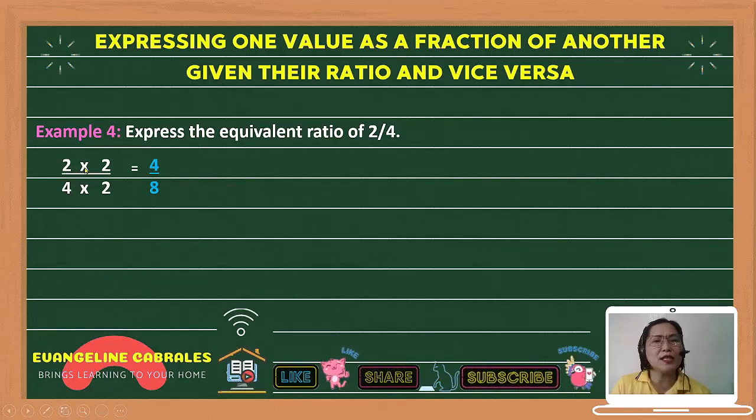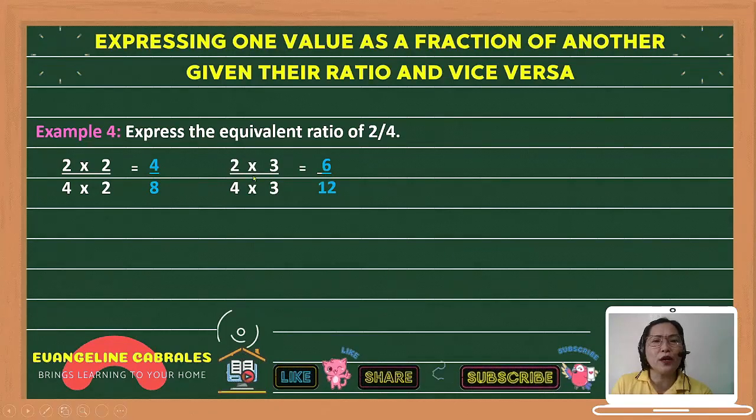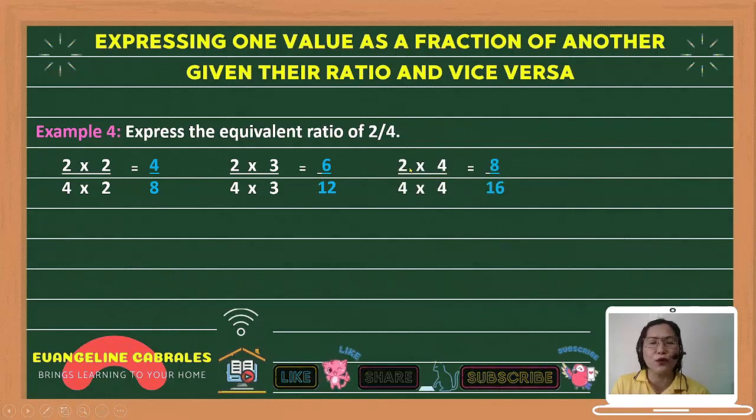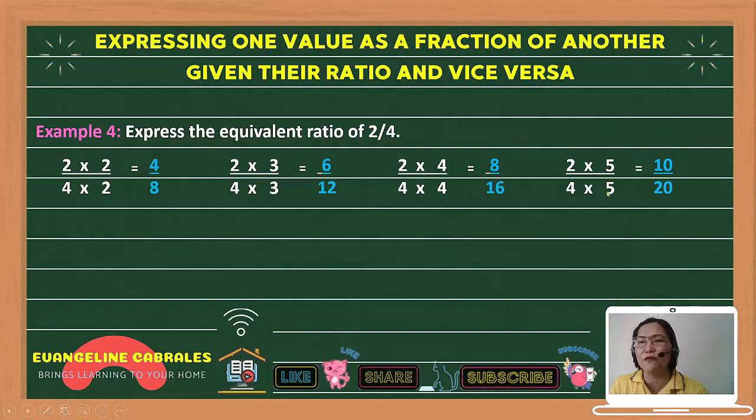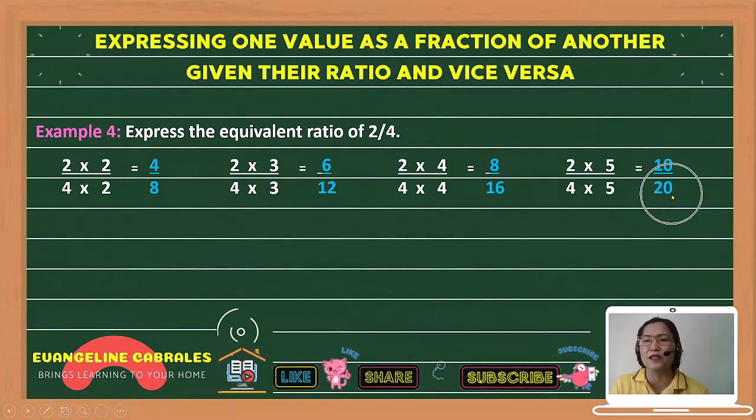And then, kung mapansin nyo, i-multiply yung 2 and 4 sa 2. So, the answer now is 4 is to 8. And then, 2 and 4 are multiplied by 3. And the answer is 6 is to 12. And then, 2 and 4 are multiplied by 4. The answer is 8 is to 16. And 2 and 4 are multiplied by 5. And the answer is 10 is to 20.